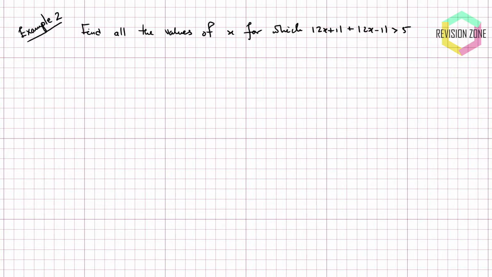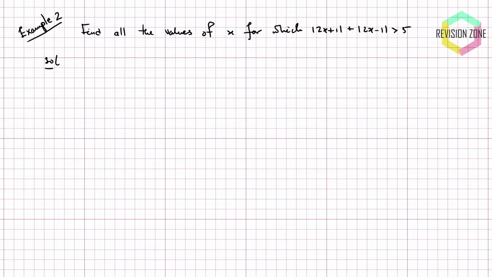Example 2 is a very interesting example. Here we have another modulus inequality, and of course this is perhaps a little bit harder than the previous example, largely because this modulus function here is a little bit more involved. We still want to find all the values of x for which this inequality is satisfied, so let's jump in and take a look at a solution.